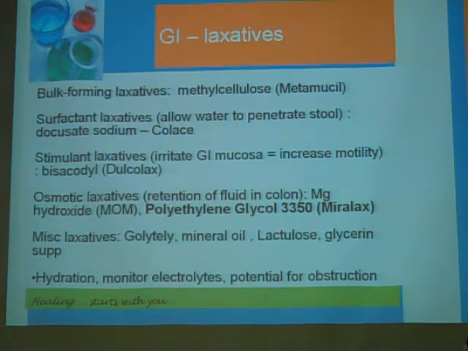Yes? I have 2 questions. First one about the lactulose. I have a patient on that to get the ammonia out of his body because of the liver. But he can't go anywhere in the afternoon because the diarrhea is so bad. So he's stuck in his house. Is there something that they can do for that?